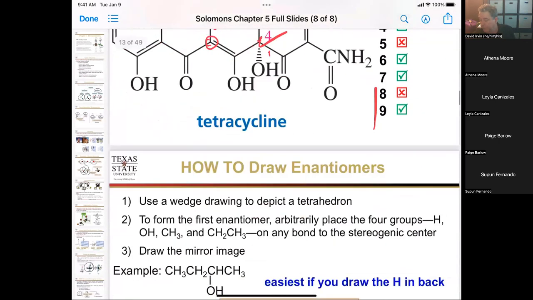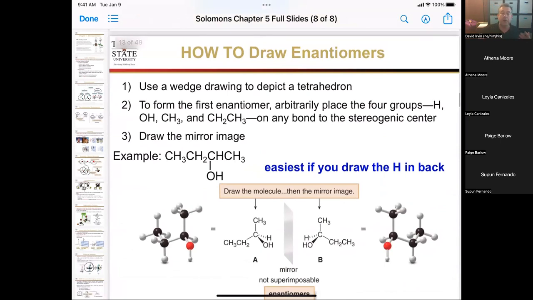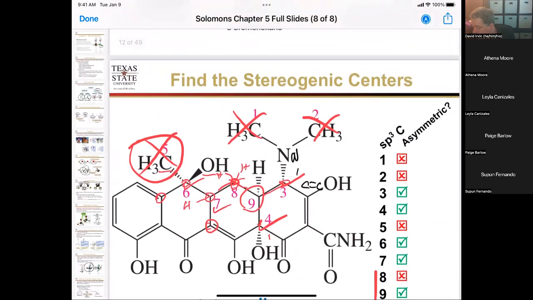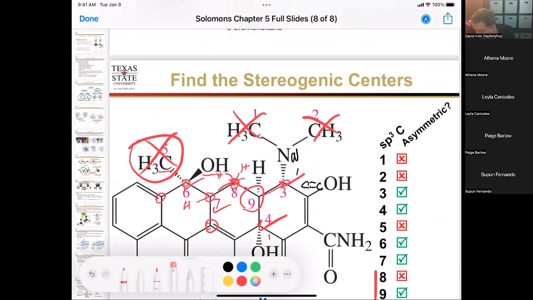Okay, so now how do we draw enantiomers? And this goes to the question where can we do carbon 6 again? All right, let's look at carbon 6 here. Let's erase the stuff.